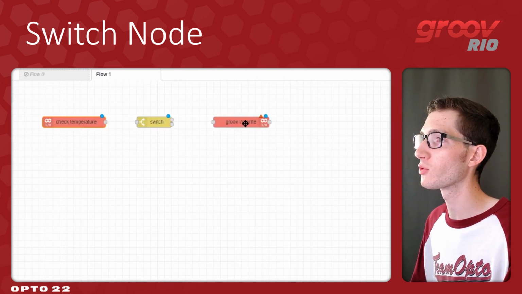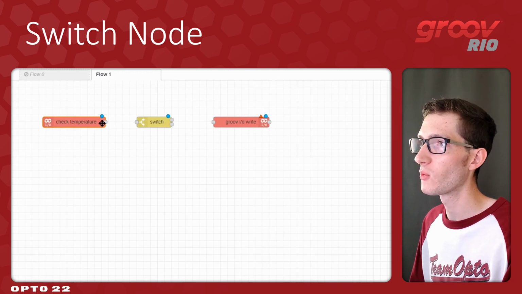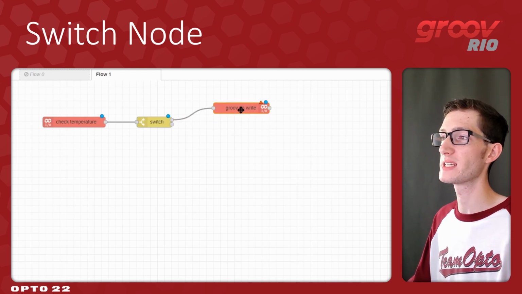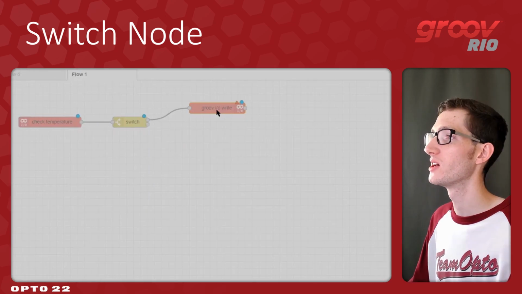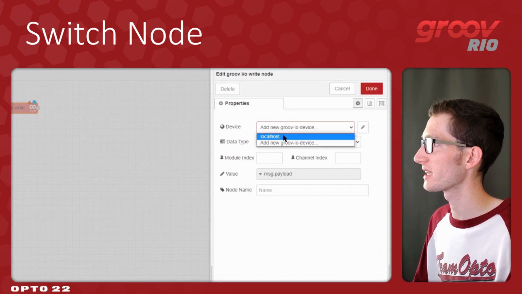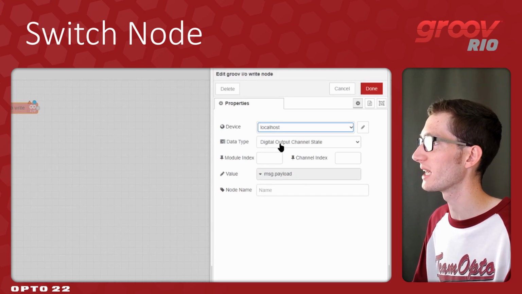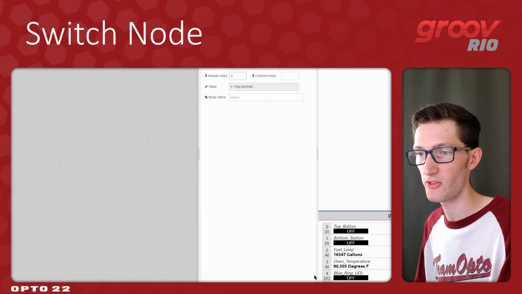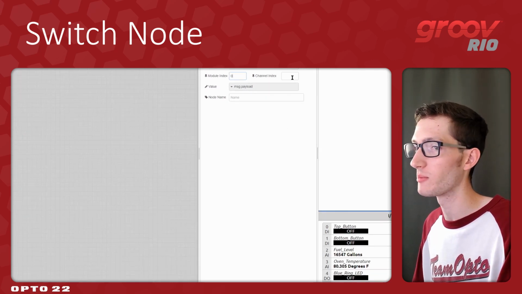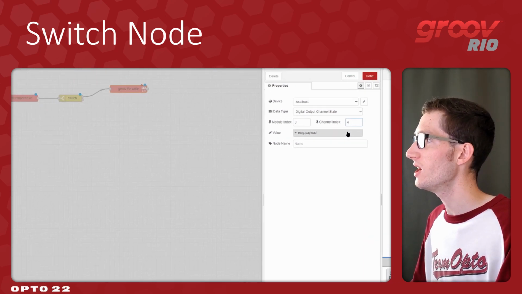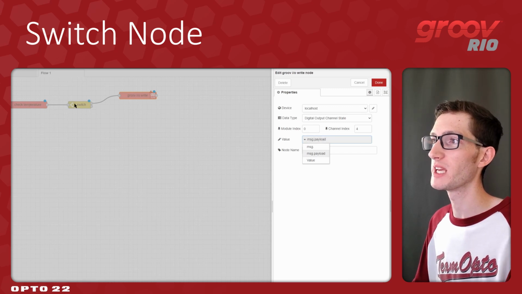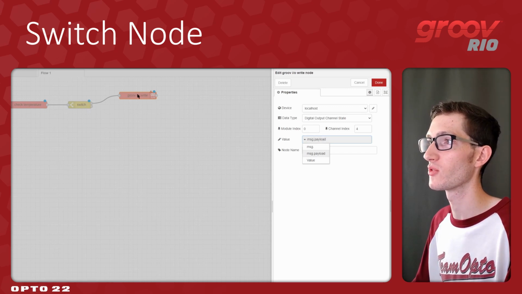Now I need to configure my Groove.io write node. So when we check the temperature, we're going to be pushing an output out this way when it's greater than 85 degrees, and so that means we need to write on or turn the fan on. So we'll come in here to our device, select our localhost device. We are toggling a digital output, and it is on module 0, and you can see right there we're going to be simulating our fan with the blue ring LED, so that would be on index 4. But this value, this msg.payload at this point in the flow, is just that temperature being redirected through the switch up to this Groove.io write node.